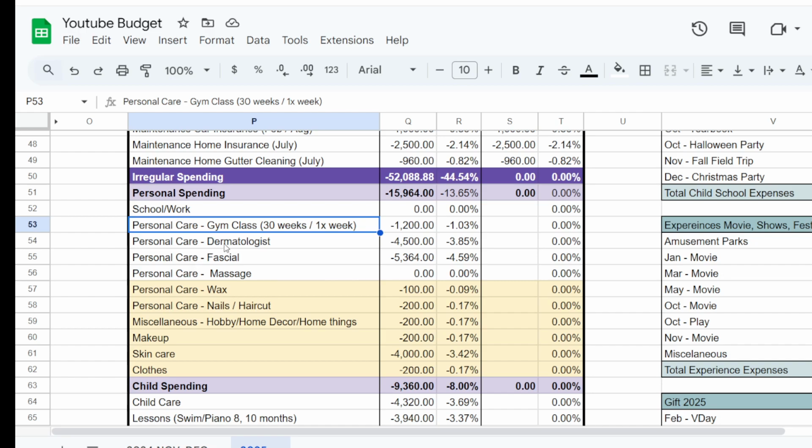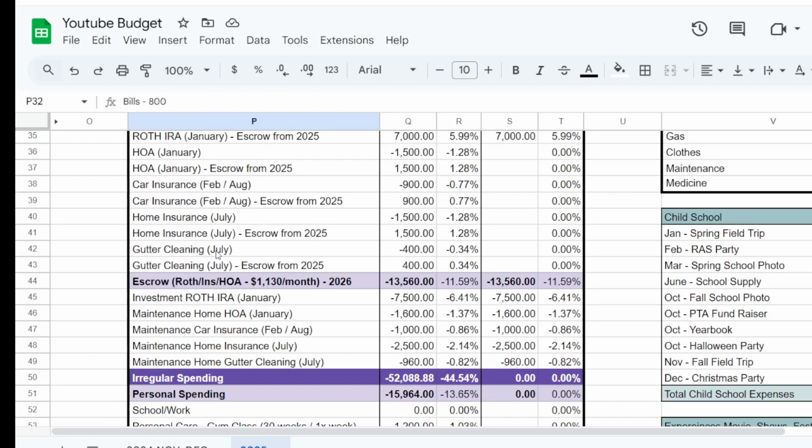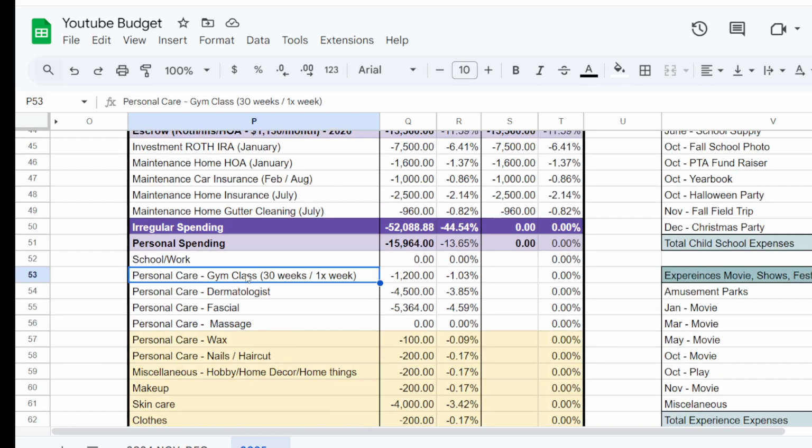For personal care, I do pay for a gym membership, but that's actually counted in my bills in here. But for gym classes, if you want to go to classes at the gym, sometimes you have to pay. So here I'm anticipating going for 30 weeks, one time a week. It'll be like $40 per class, so I'm anticipating for the year it's going to be $1,200.